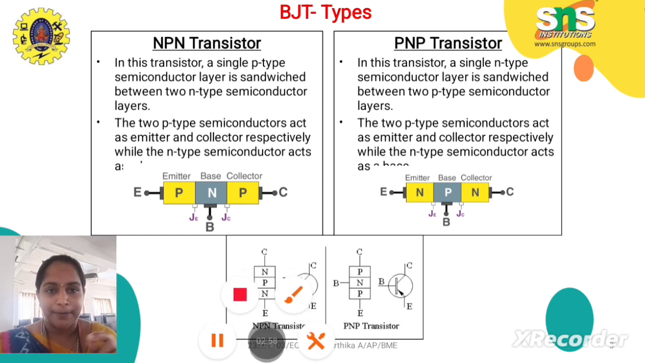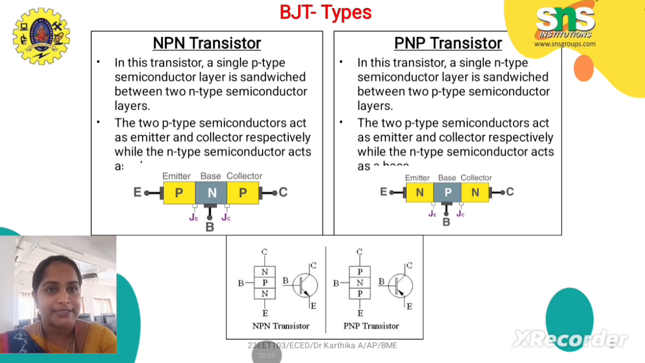Here, in this NPN transistor, a single P-type semiconductor layer is sandwiched between two N-type layers because it is NPN. Whereas in PNP, a single N-type semiconductor is sandwiched between two P-type, PNP. See the diagram. Emitter, base, collector, we have only one N, two P's. The two P-type semiconductors act as emitter and collector respectively, while N-type acts as the base.